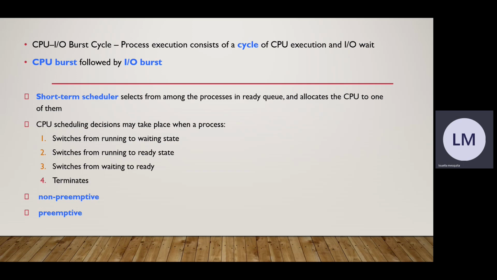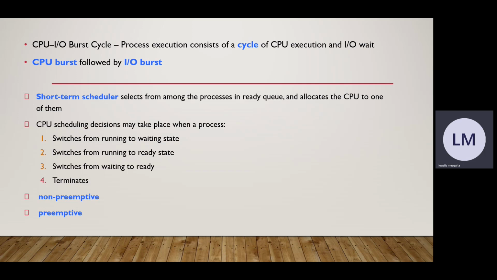CPU scheduling decisions happen under four circumstances. One, when a process switches from the running state to the waiting state. Two, when a process switches from the running state to the ready state. Three, when a process switches from the waiting state to the ready state. And four, when a process terminates.